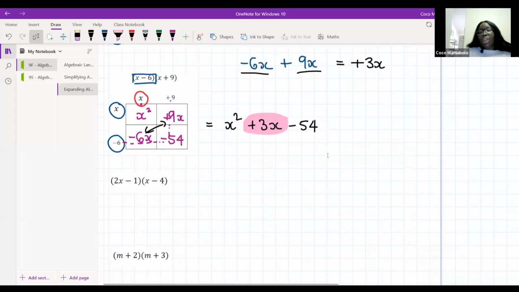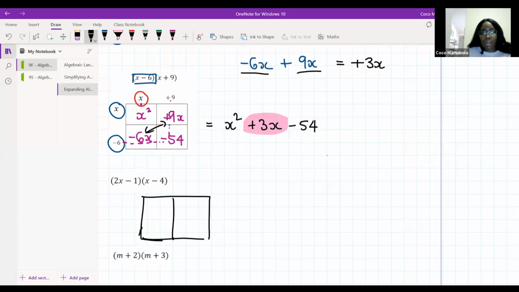Okay, here we go. 2x minus 1 multiplied with x minus 4. First thing we're going to do is, okay, there we go. Doesn't have to look nice. I'm going to take my first term, 2x, and put it over here. Then at the bottom, I'm going to put -1. And at the top, I'm going to put x. And on the top right-hand side, I'm going to write -4. Then we're going to track them. Make sure that they meet in a square. They're all going to meet somewhere. So put them together.